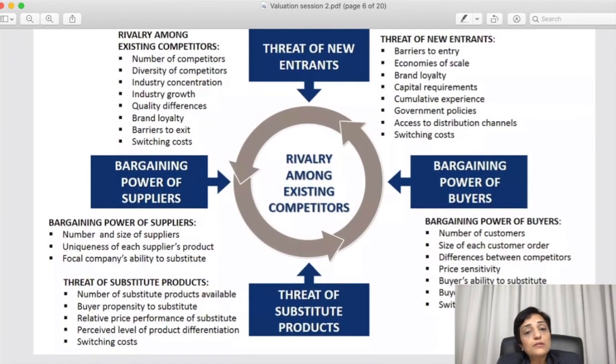When we talk about the threat of substitute products, the more substitute products are available, the more force there will be in that industry. The buyer's propensity to substitute and the relative price performance of that substitute all put pressure or force on that industry. The last one that we have is the rivalry among existing competitors. If the intensity of rivalry, such as price changing or following the competition, is high, then it's a big force on that industry.